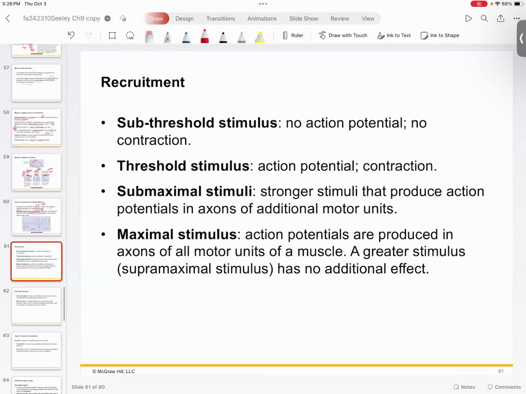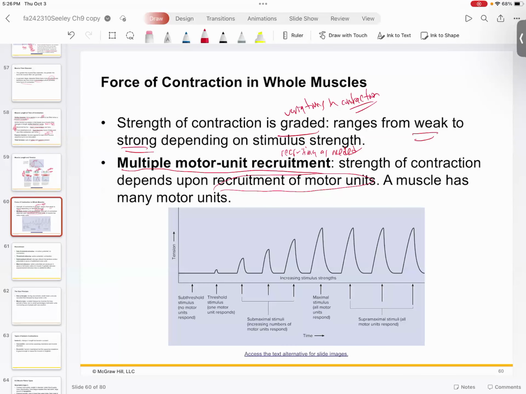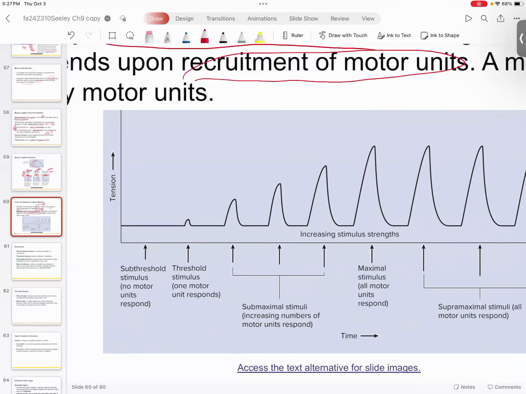So here, you have your stimulus down here in the black arrows plotted against tension, and we're looking at a twitch curve. So ultimately, you'll have what's called a subthreshold stimulus where no motor units respond. And then you'll start to have a threshold stimulus where one unit will respond. So you get a little bit of a contraction and then a relaxation.